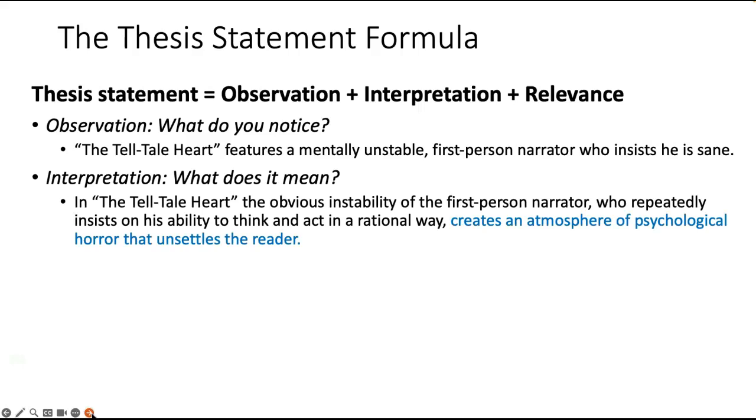Interpretation is, what does your observation mean? How can you explain it further so that your reader understands its value or what it means, right? So building on our first example, in The Telltale Heart, the obvious instability of the first-person narrator who repeatedly insists on his ability to think and act in a rational way, creates an atmosphere of psychological horror that unsettles the reader. Now you'll see that I've played with the phrasing of the first observation. This is an example of how writing is always an ongoing process, and that your writing should evolve with each draft, right? The text in blue indicates the addition of the interpretation, right? So I'm explaining what it does to have this unstable first-person narrator.